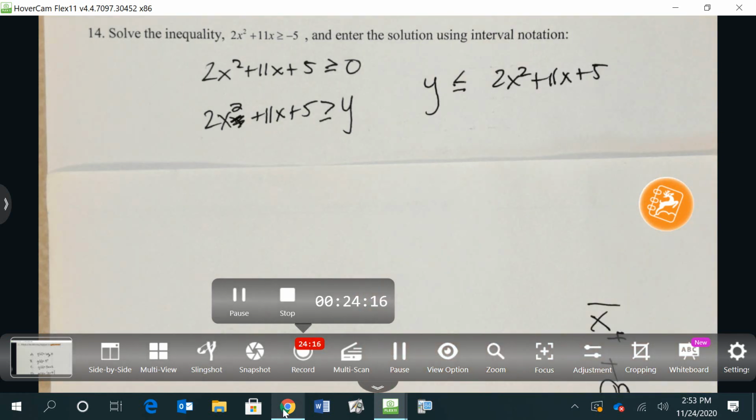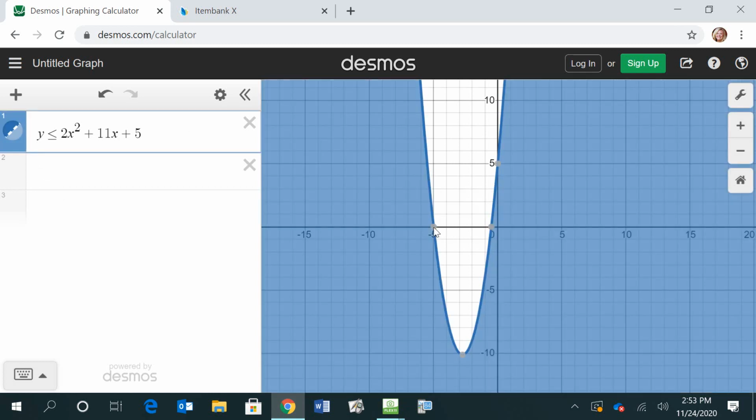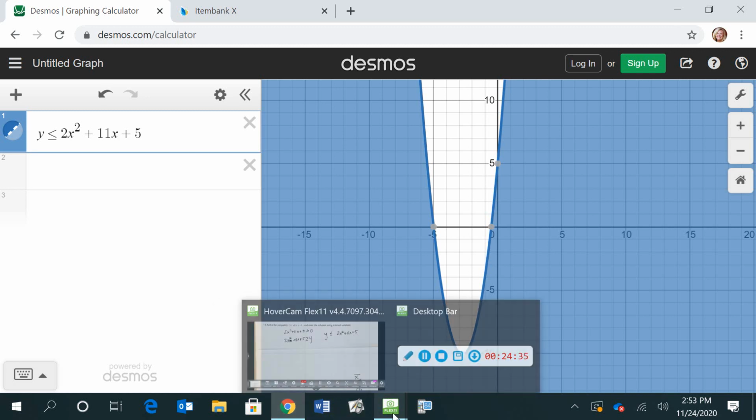So let's look to see what this graph looks like. I've already taken time to plug it into decimals. I'm going to look to see the roots. They occur at negative 5 and at negative 0.5. But notice it's everything to the left and everything to the right. It's not in between them. That's a key factor here. It's not in between them.